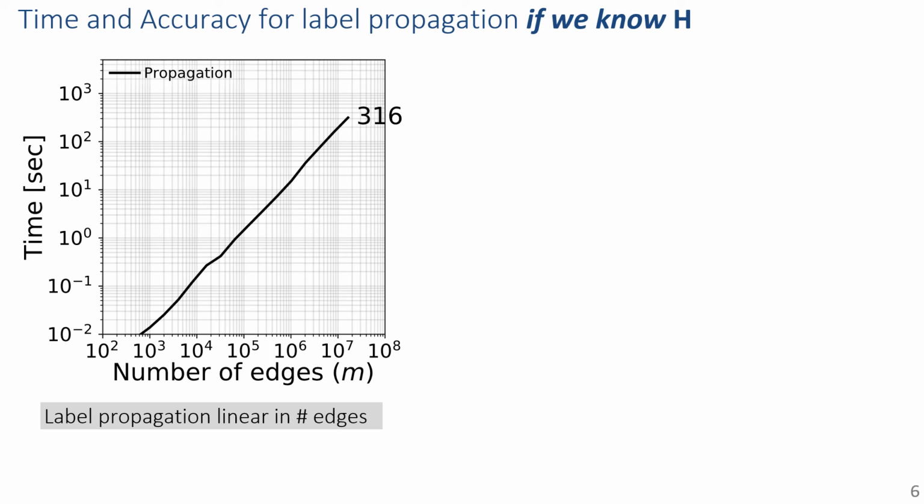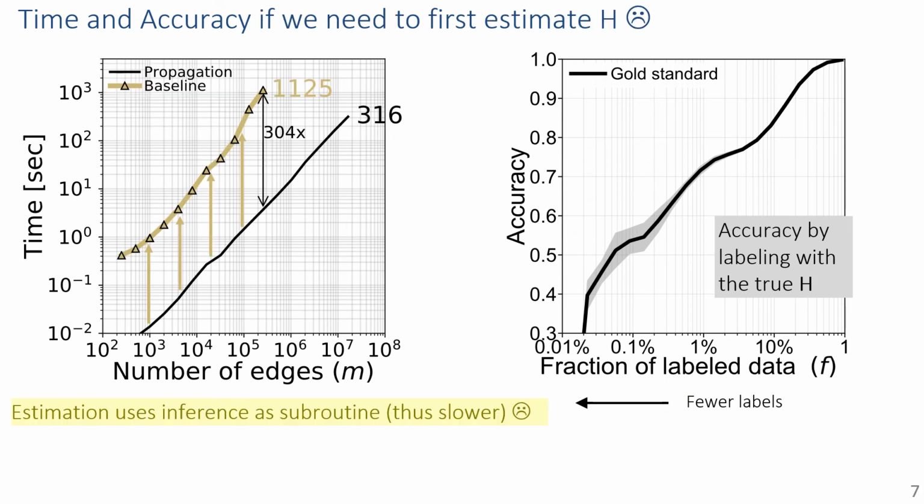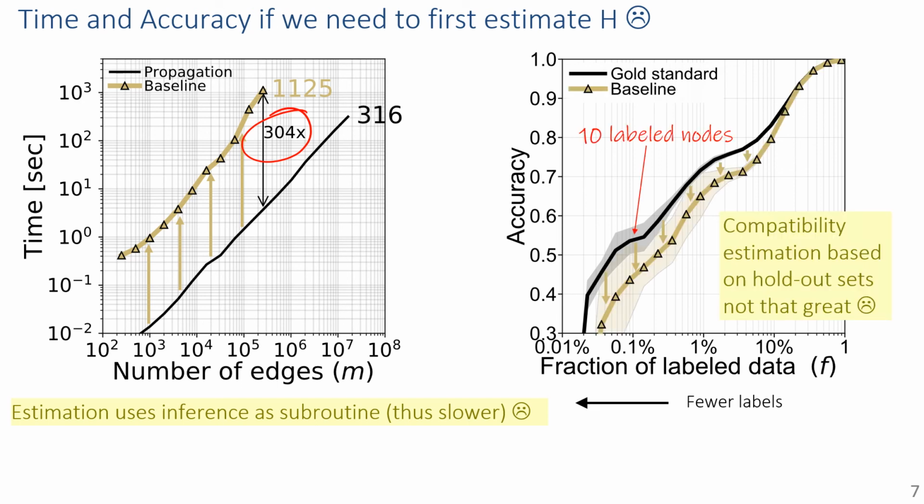If we know the compatibilities, then propagating them is straightforward and takes linear time in the number of edges. And the accuracy of classification is dependent on the number of labeled nodes. The fewer the labeled nodes, the worse the accuracy. If we don't know the compatibilities and try to first estimate them based on a straightforward textbook approach, based on holdout sets, we spend far more time on learning the parameters than later for propagating them. So there's a more than 2 orders of magnitude difference. Also, we observe a drop in accuracy that gets worse the fewer labels we have.